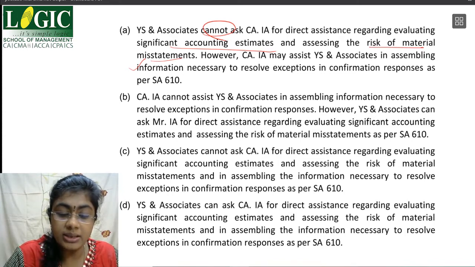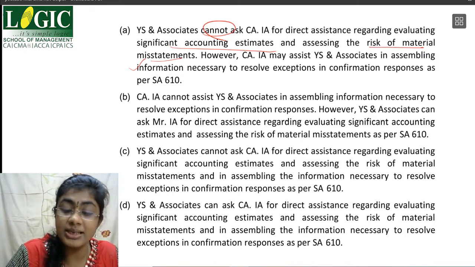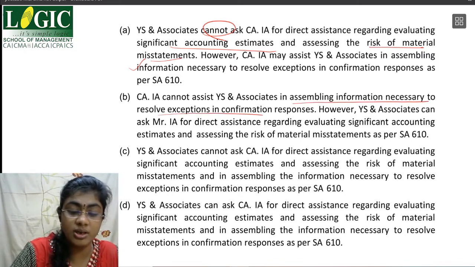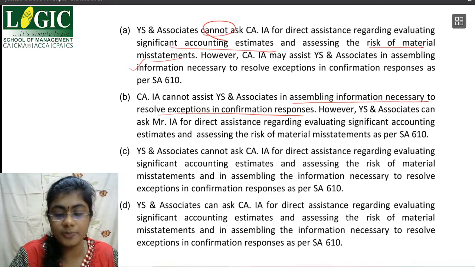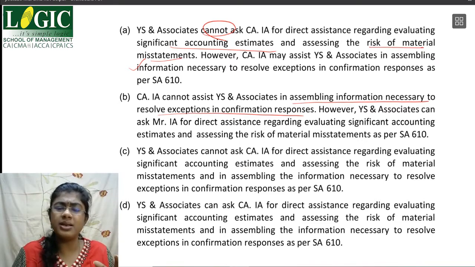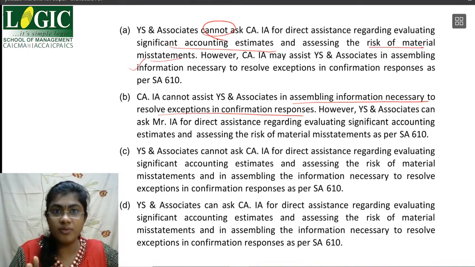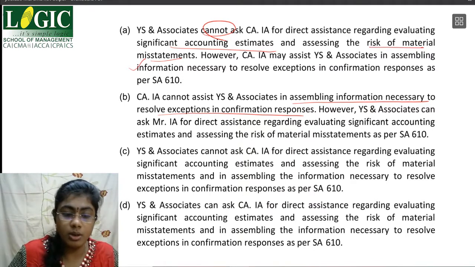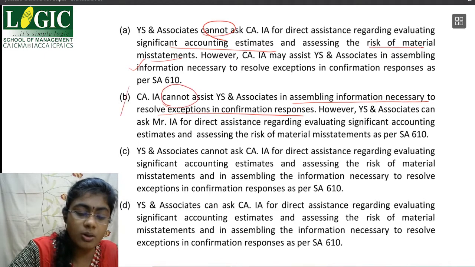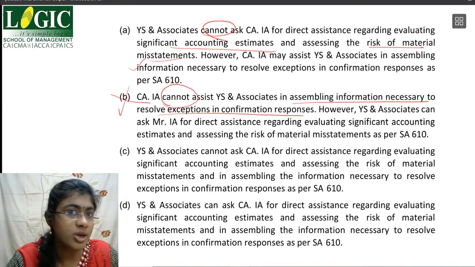CIA cannot assist YS Associates in assembling the information necessary to resolve exceptions. See, assembling the information is only a routine process. Internal auditor is not going to send the external confirmation. He's just assembling some information. That is allowed. Here it says cannot. So you can strike off option B.